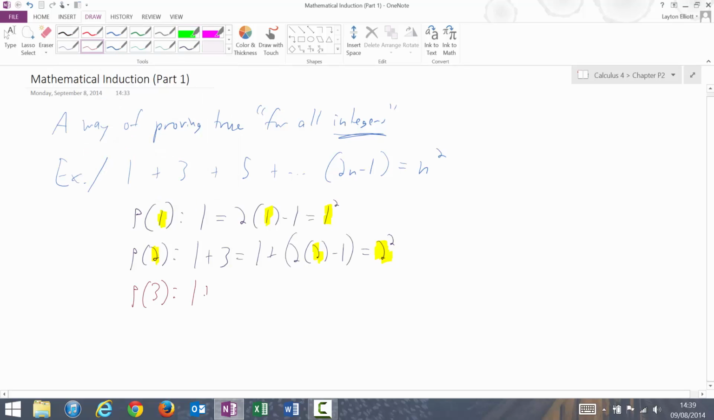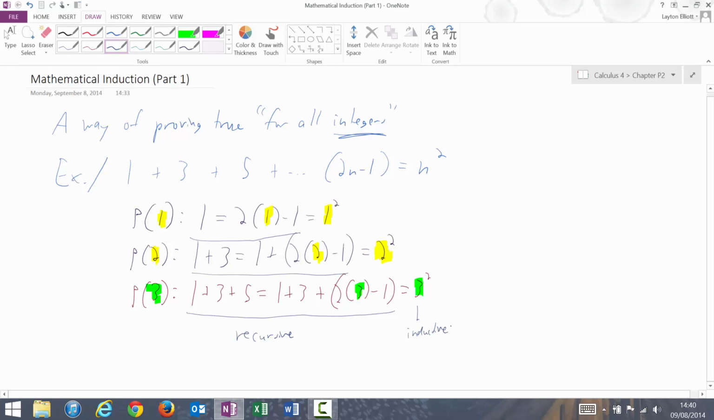P of 3 is the same as 1 plus 3 plus 5, which is 1 plus 3 plus 2 times 3 minus 1, which is equal to 3 squared. Once again, I see those 3s there: this 3, this 3, and this 3. This part, where you're building it based on the previous one, is called recursive. Whereas this one right here is called inductive. This is sort of a bold statement where you don't need to know the previous element.